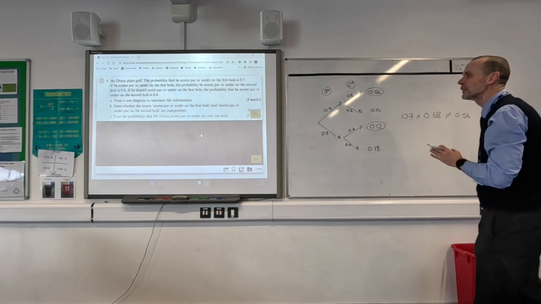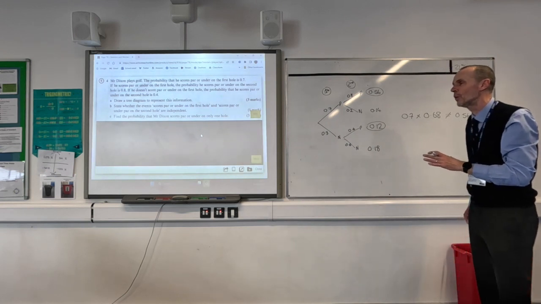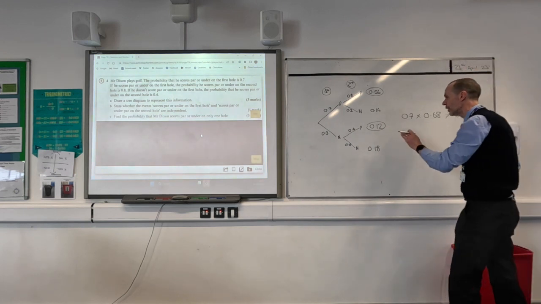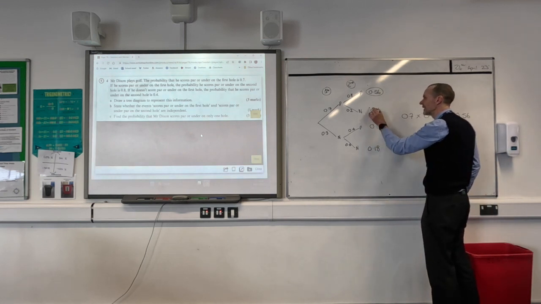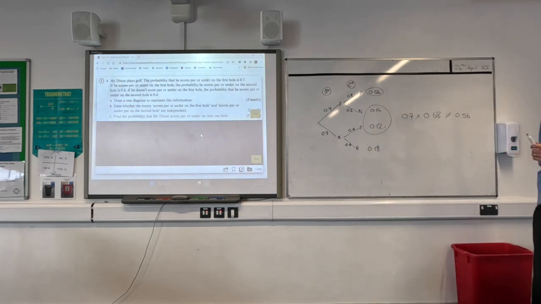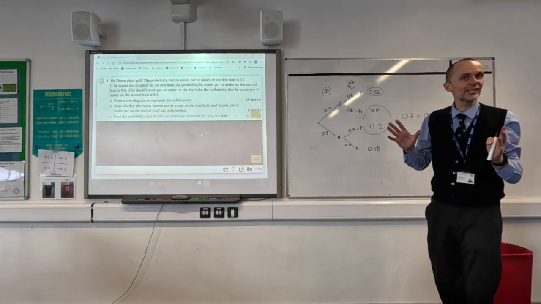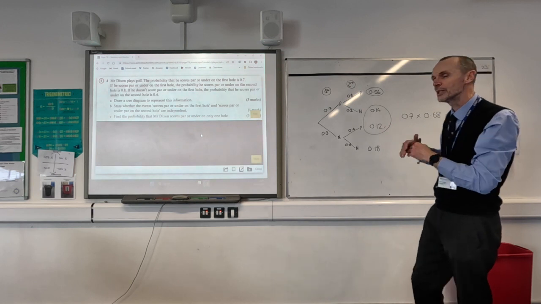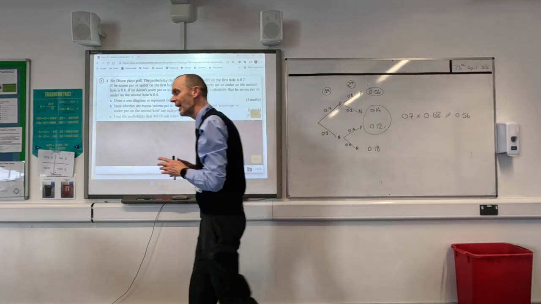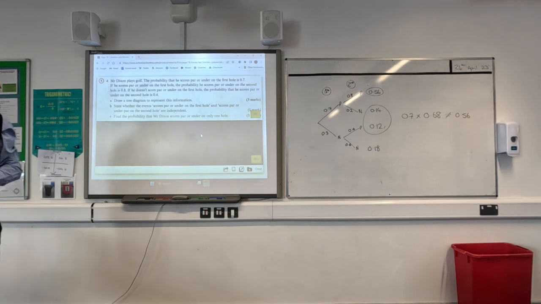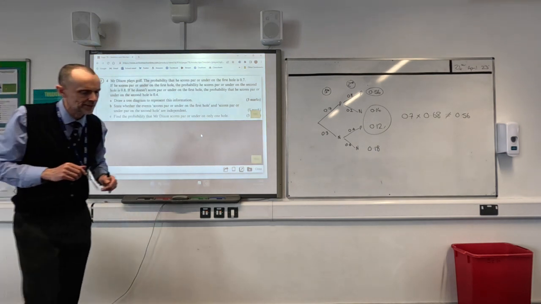Okay. And then the last one, the probability he scores par or under on only one hole. Well, that's these two outcomes, isn't it? That's either the first and not the second, or not the first and the second. So that's 0.26. So the only difference between a GCSE higher question and this is just this mention of independence and an understanding of what it means and how we can prove that two events are independent.